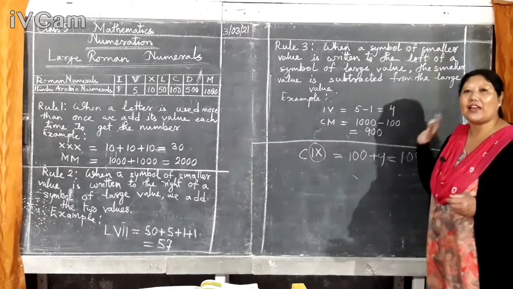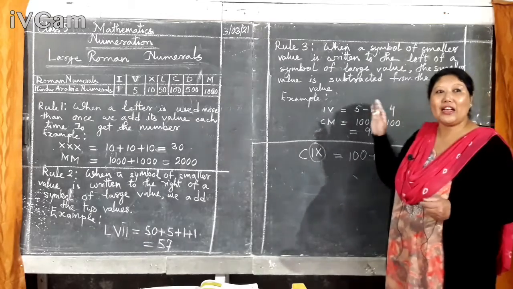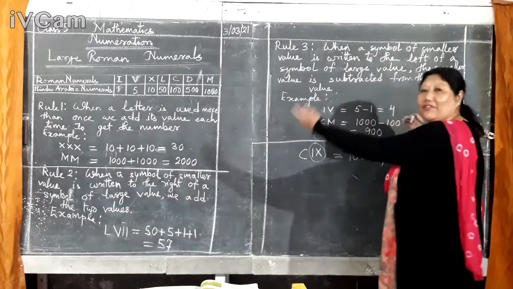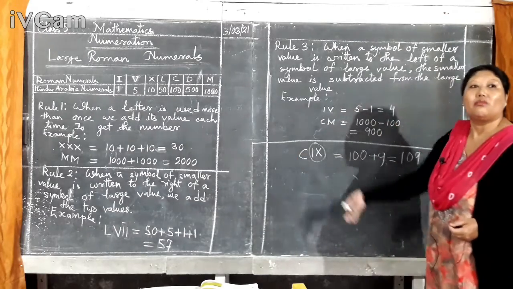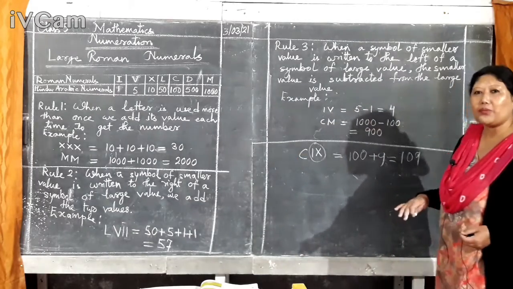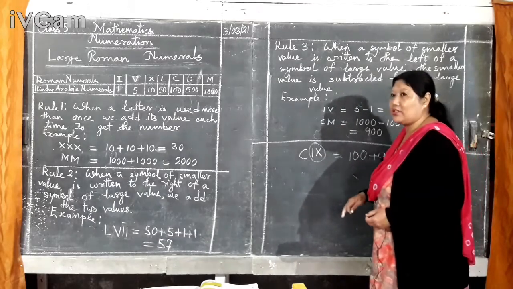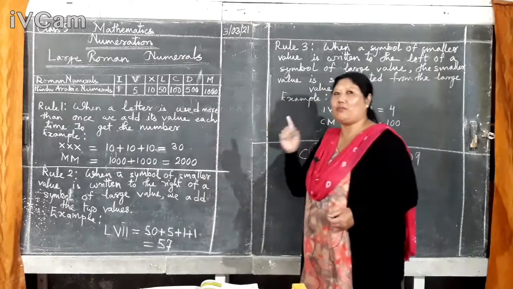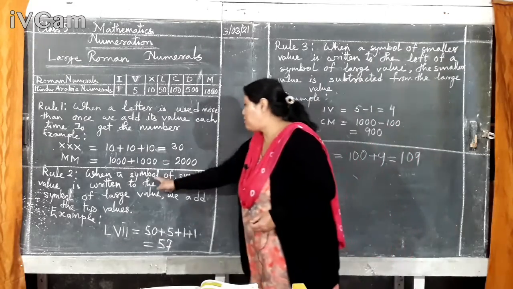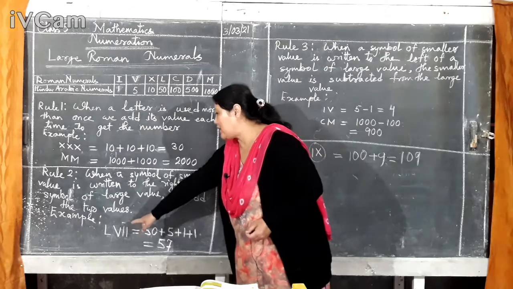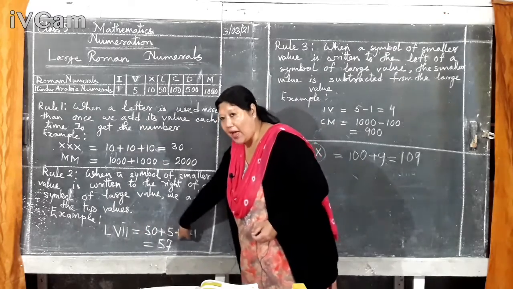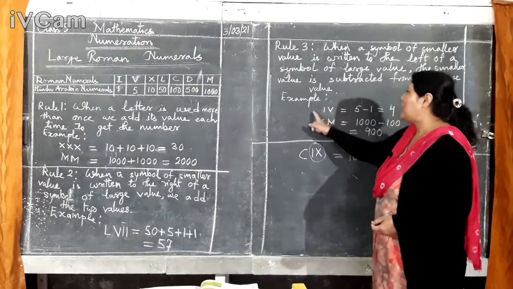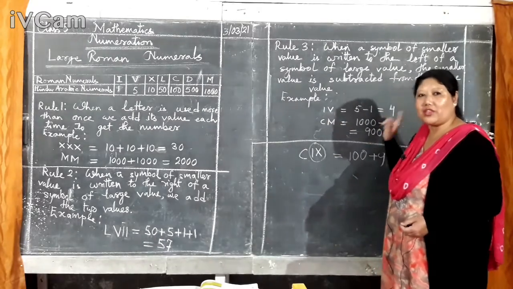This is all about right and left. If the number is on the right hand side, you have to add. If the number is on the left hand side, you have to subtract. And these are the symbols. If the symbol of the smaller number, not the large number, is on the right hand side, you have to add, and if the symbol of the smaller number only is on the left hand side, you have to subtract.